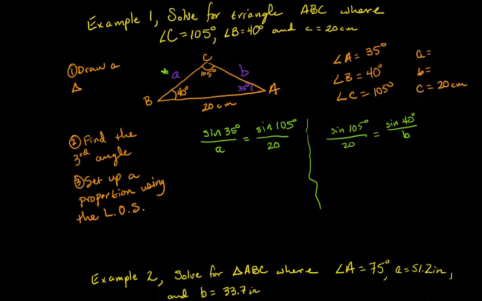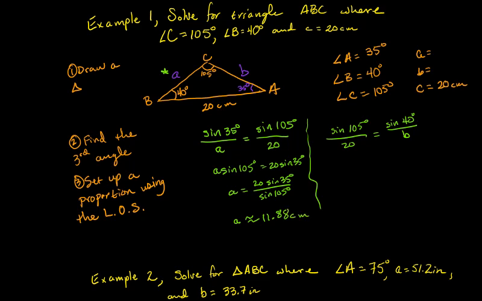And so if we're taking a look, we would do A times the sine of 105 equals 20 sine of 35. And then A would equal 20 times the sine of 35 over the sine of 105, dividing by the sine of 105 on both sides. And then you can put it into your calculator. Just make sure your calculator is in degrees, and you should get A is roughly 11.88 centimeters.